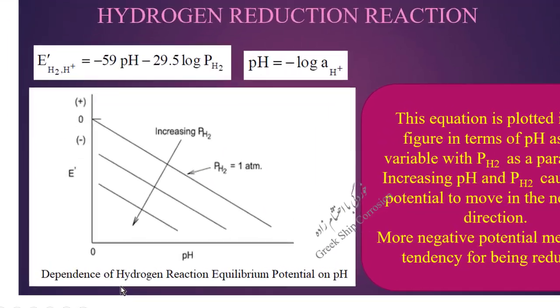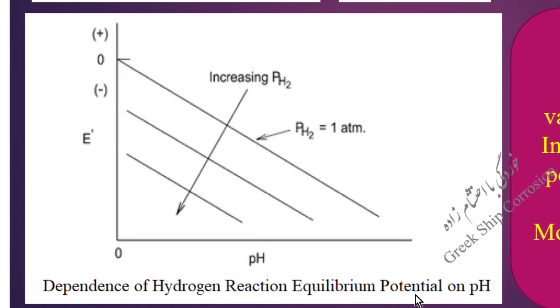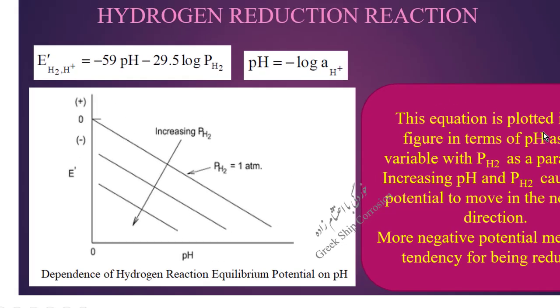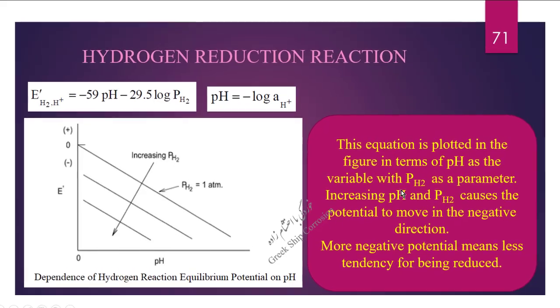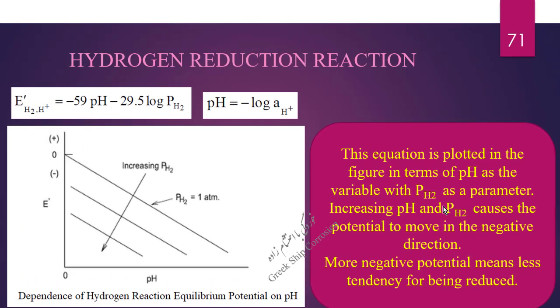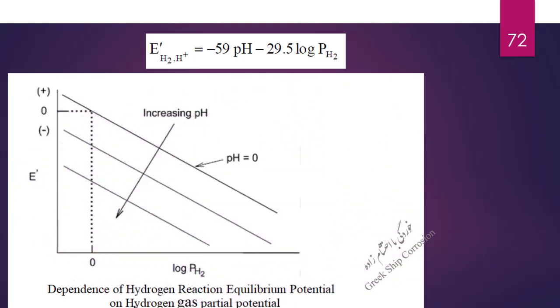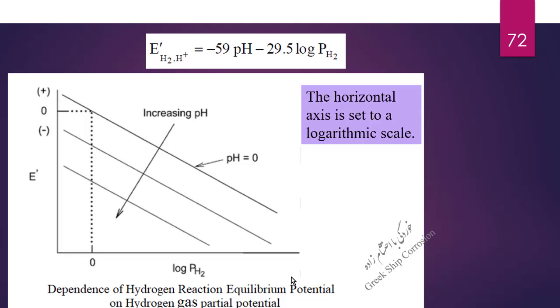In this figure, dependence of hydrogen reaction equilibrium potential on pH is shown. This equation is plotted in the figure in terms of pH as the variable with pH2 as a parameter. Increasing pH and pH2 causes the potential to move in the negative direction. More negative potential means less tendency for being reduced. Also, dependence of hydrogen reaction equilibrium potential on hydrogen gas partial pressure is shown here. The horizontal axis is set to a logarithmic scale.